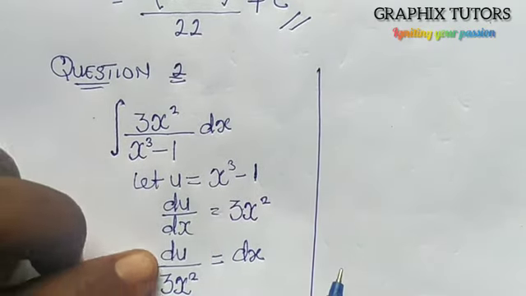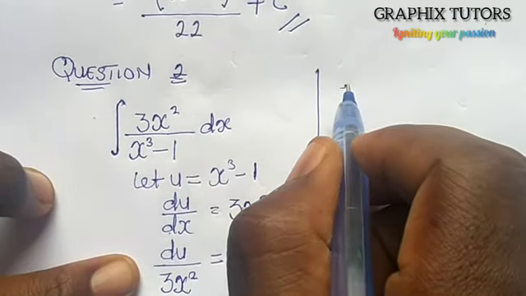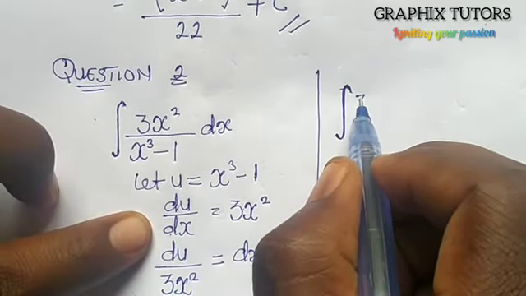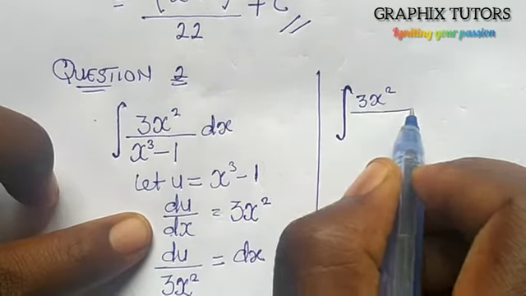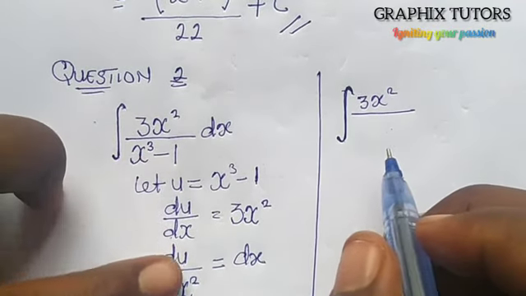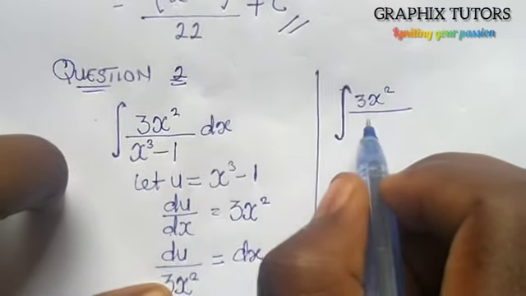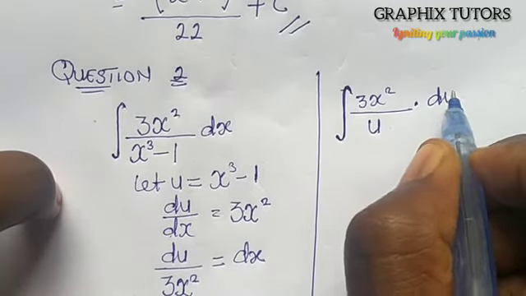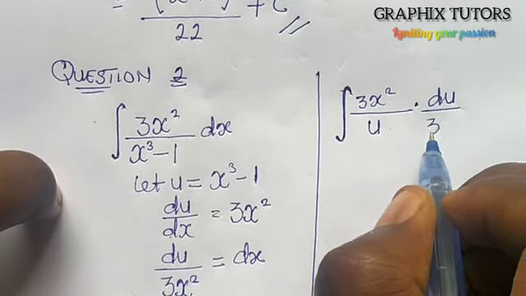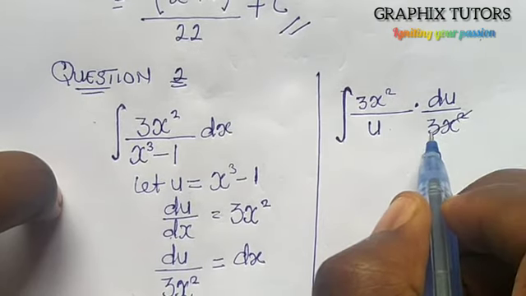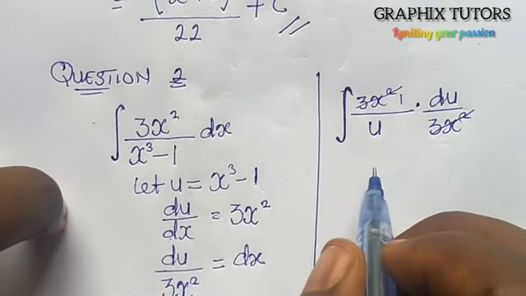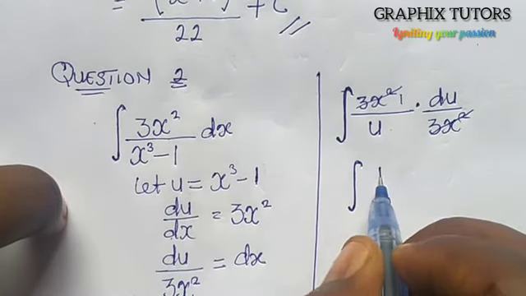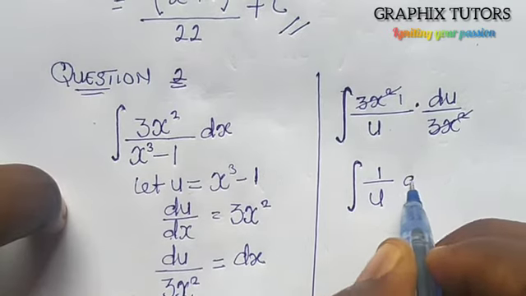If I input this into my equation, I'll have the integral of 3x squared all over x cubed minus 1, which is u. So I'll put the u here. Dot the dx, which is du all over 3x squared. Now we cancel this, and we're left with 1. So we're left with the integral of 1 over u du.